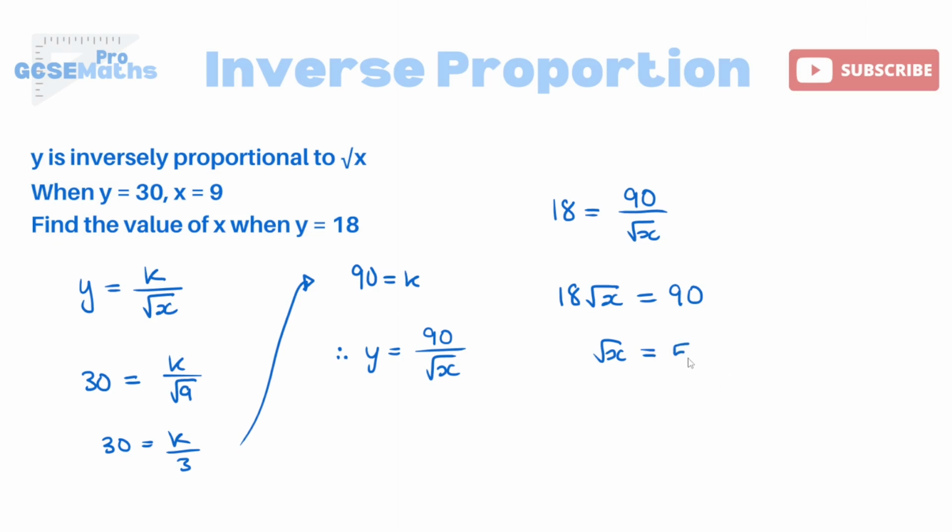90 divided by 18 gives me 5, and then obviously now I do want to have x, don't I? I don't want root x. So if you square both sides, we get x is 25. And there's my answer. So hopefully you can see the pattern now. It's very, very similar the whole way through.